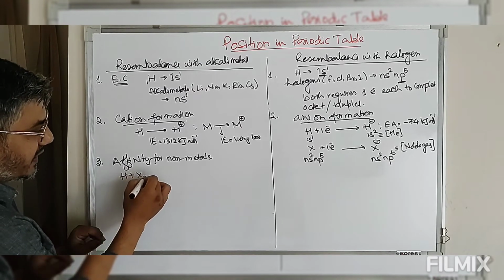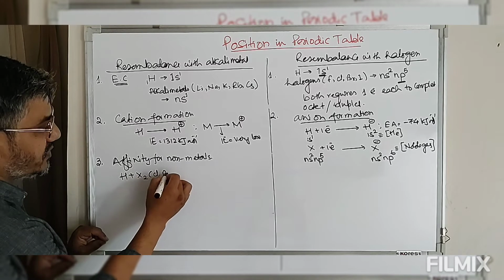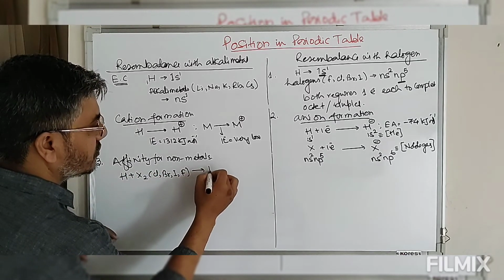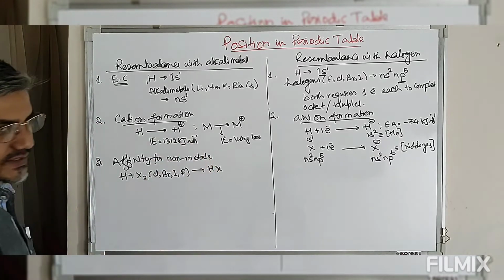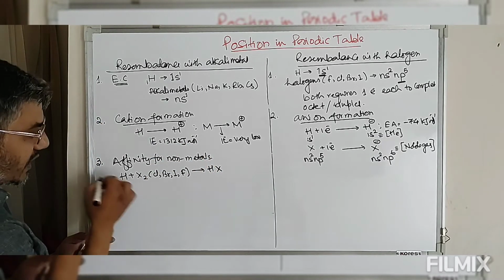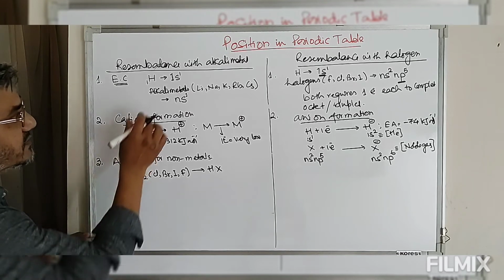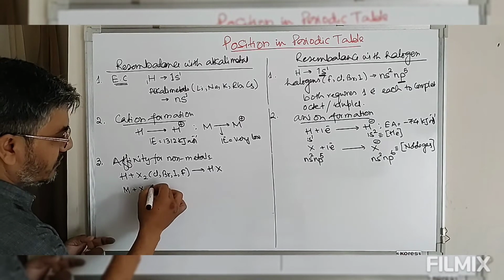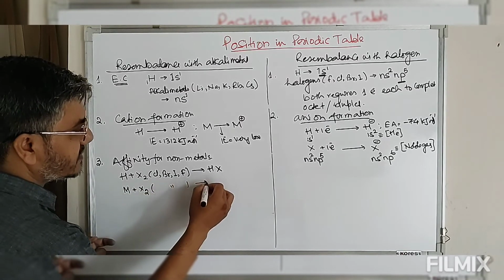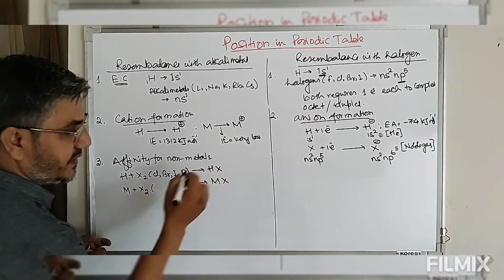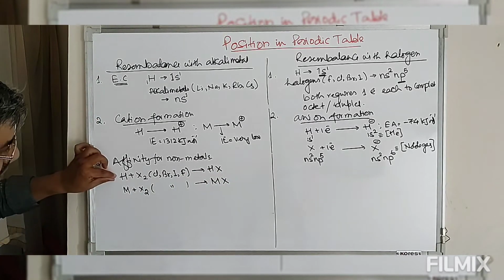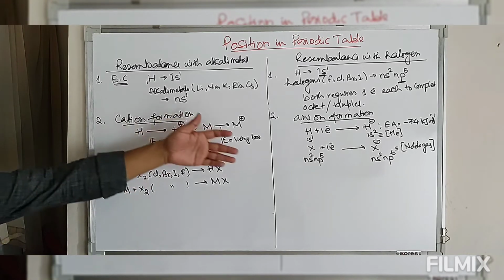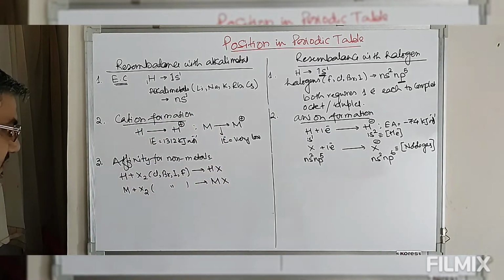Hydrogen combines with halogens. This can be chlorine, bromine, iodine, or fluorine. This gives you hydrogen halide. Similarly, alkali metals, lithium, sodium, potassium, rubidium, also combine with halogens. We can have any of these, and this gives you metal halides. So both hydrogen and metal combine with halogen to give you hydrogen halide or metal halide.